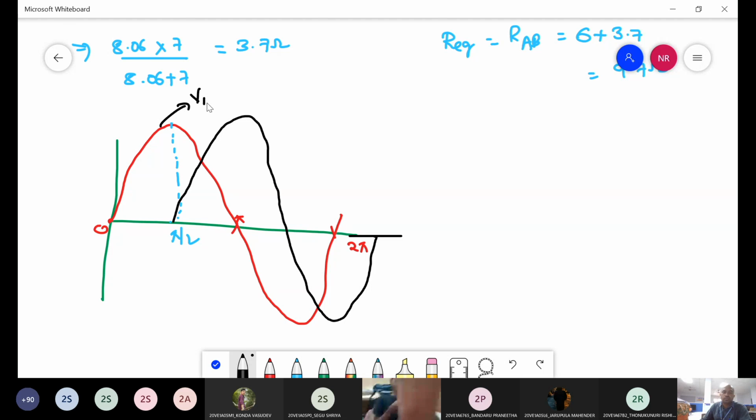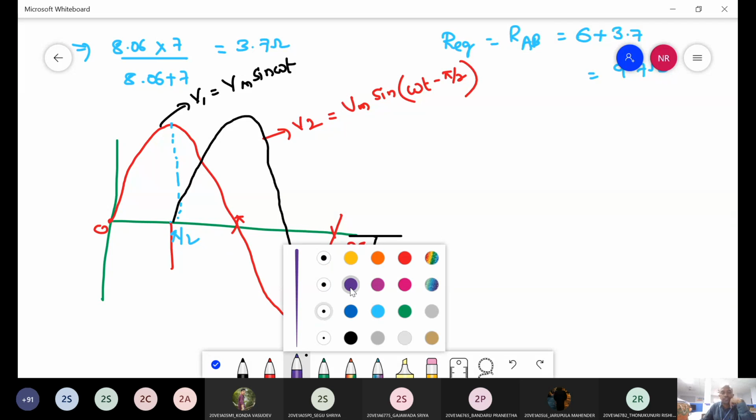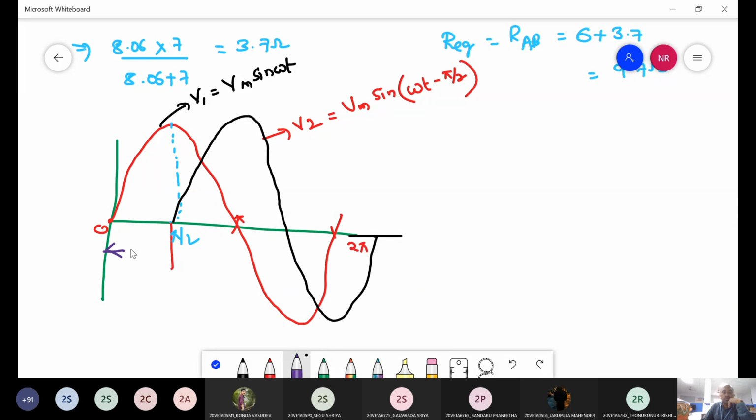I assume that it is V1, that is Vm sine omega t. Then another one is V2. V2 is equal to Vm sine omega t minus pi by 2. Because here the V2 is started here, before starting the V1. Then what is the angle between the two, V1 and V2? What is the angle here? Pi by 2.